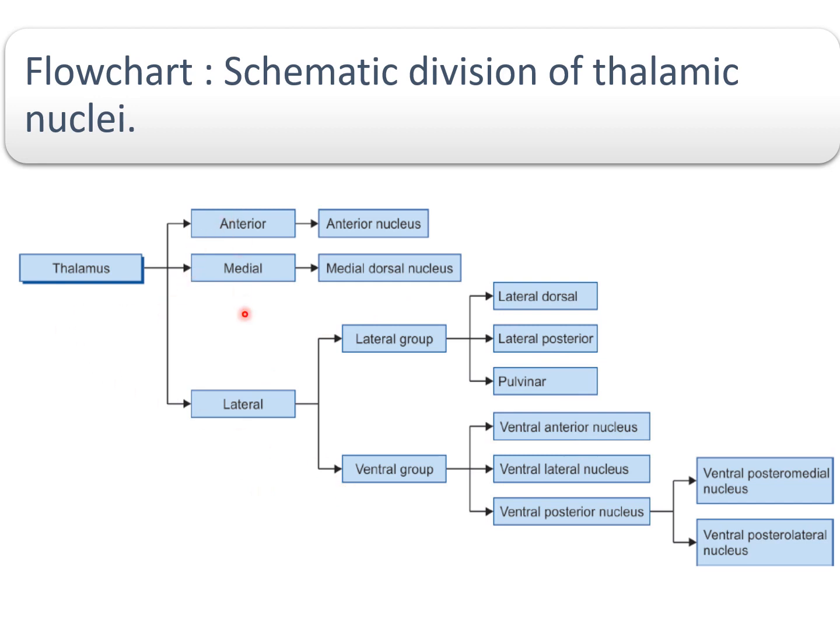So the thalamus is divided into anterior, medial and lateral parts. The anterior part includes the anterior nucleus, the medial part has the medial dorsal nucleus, and the lateral part is divided into two, lateral and ventral groups. The lateral group includes the lateral dorsal, lateral posterior and pulvinar, and the ventral group includes the ventral anterior nucleus, ventral lateral nucleus, and ventral posterior nucleus, which includes the ventral posteromedial and ventral posterolateral nucleus.